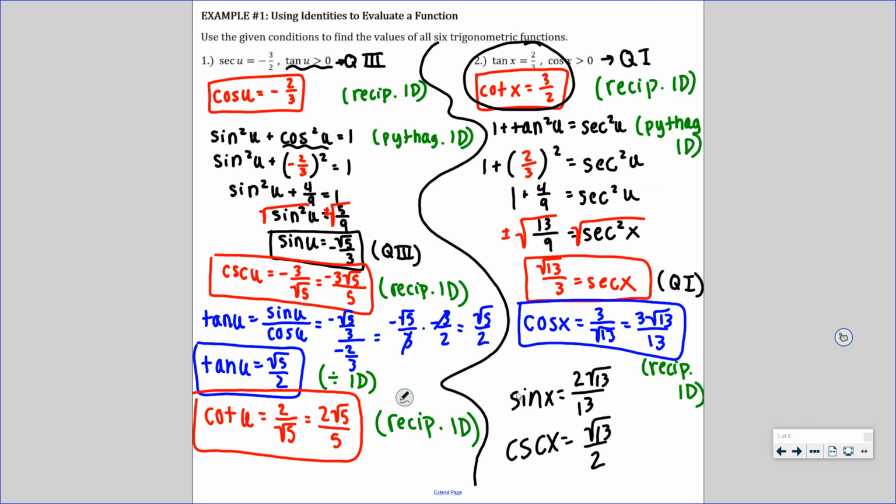Which identity did you use? I just did. That's a good one. Okay, and then I like that tangent one, using the tangent one, that's probably pretty slick. It's very slick. Okay.